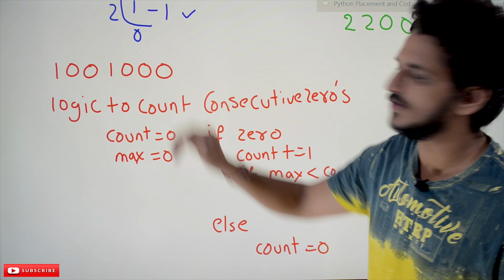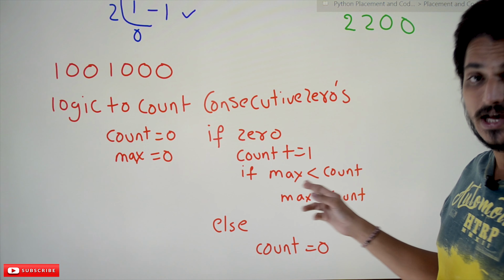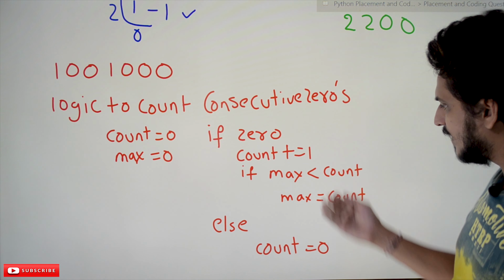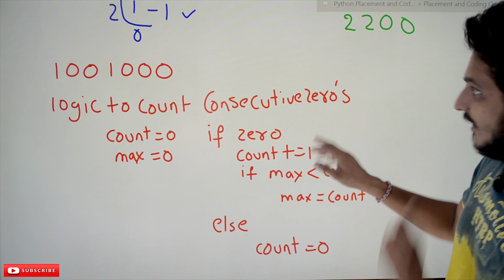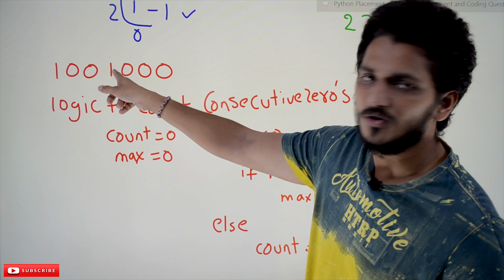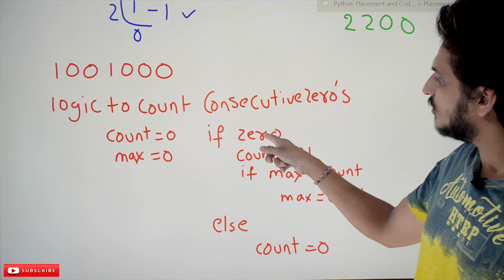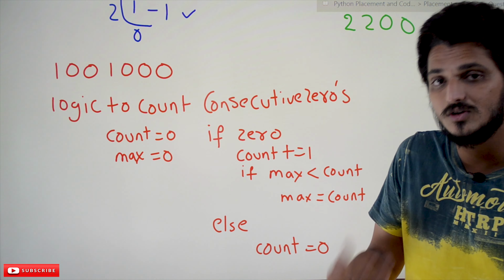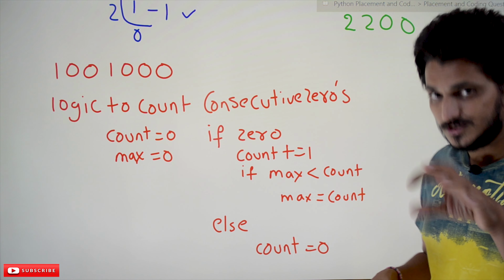Again take the third 0. Count is equal to 3. Maximum is 2, less than 3, so update max. Max is equal to 3. Whenever it finds something other than 0, that is the else part, count is equal to 0. We are doing it again, count is equal to 0. So the logic you have to understand.